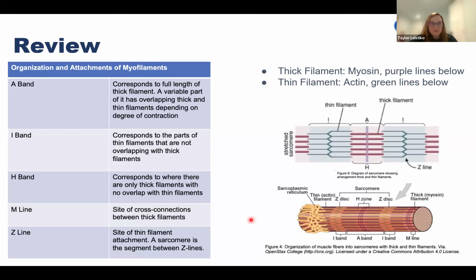And then just for review, the M line is right here in this diagram. And then the Z line is also called the Z disc, and that's where the thin filaments attach on. A whole sarcomere is defined as Z disc to Z disc, and that's its length. Does that make sense to everyone? Do you have any more questions about that?